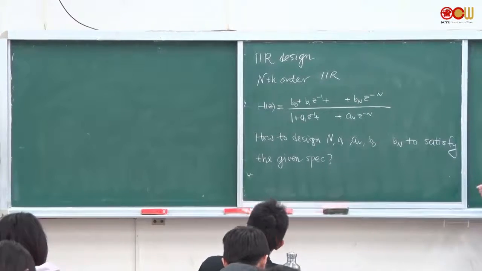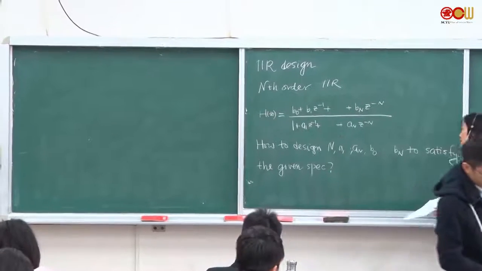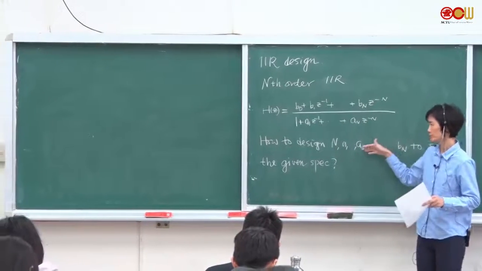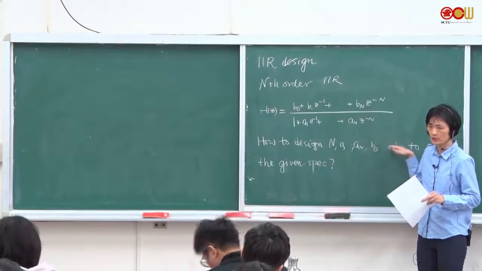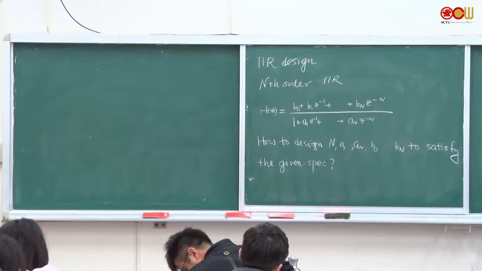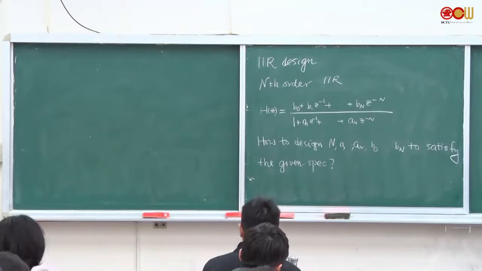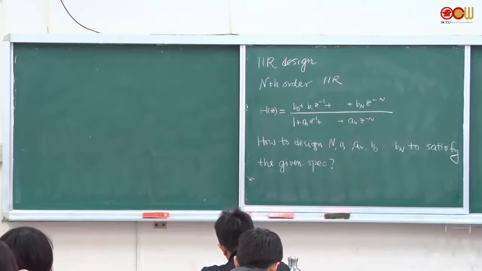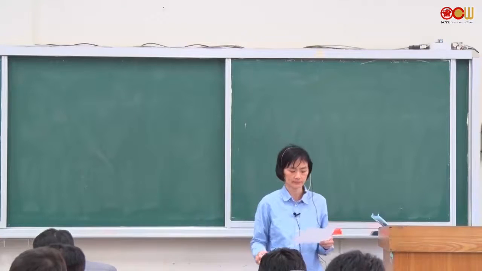Now we have this order n to determine, and we also have the coefficients in the numerator and the denominator to determine. How do we design these parameters to satisfy the given spec? That's the problem in IIR filter design.